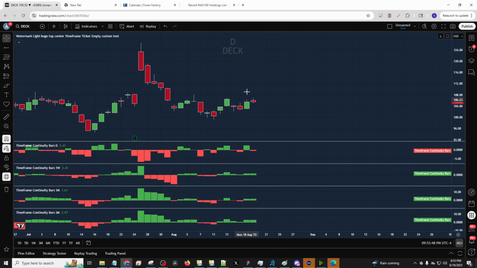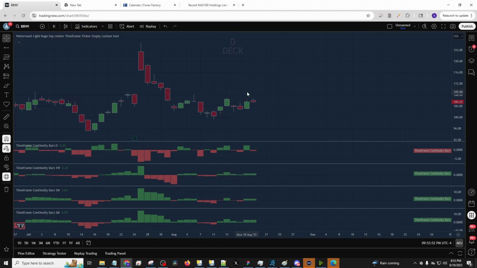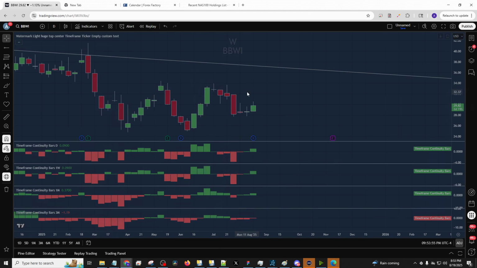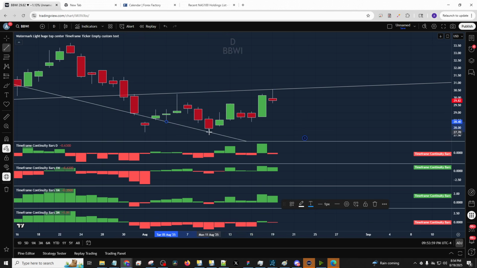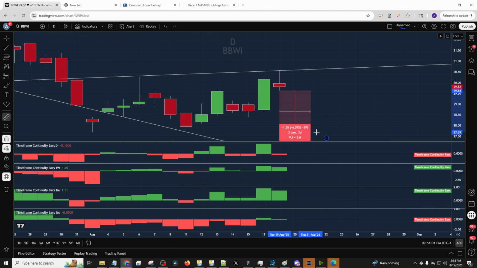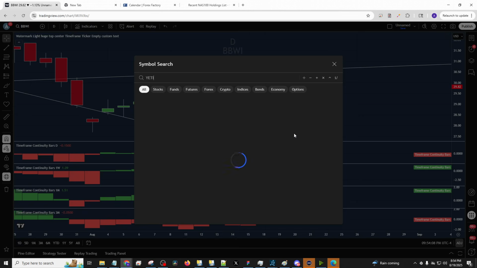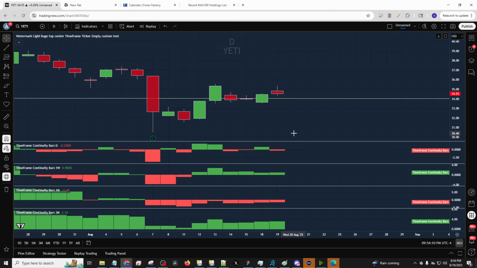Deck. Slight poke up on the day and then back in. BBWI. Got the Randy Jackson potentially on the week, but you got this on the day. Decent little setup. So if you're a small account guy, you could be looking at that, or you could be looking at target.